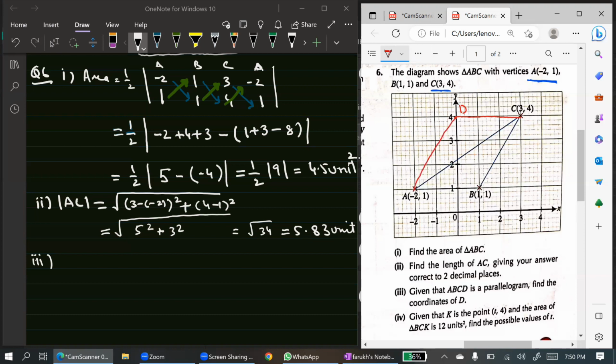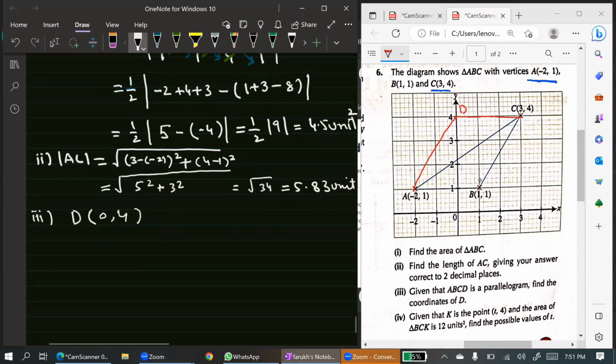Can you see a parallelogram? Okay. Now the coordinates of D are, what are the coordinates of D? 0 and 4. Yes. The coordinates of D are 0, 4. What is the special characteristic of a point when it is on the y-axis? That x is 0. Yes, very good.